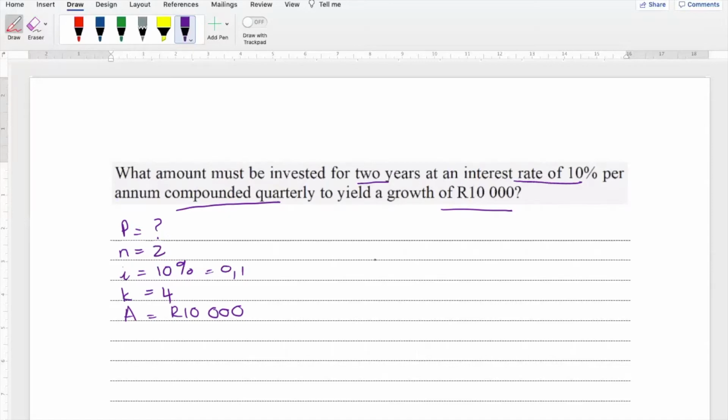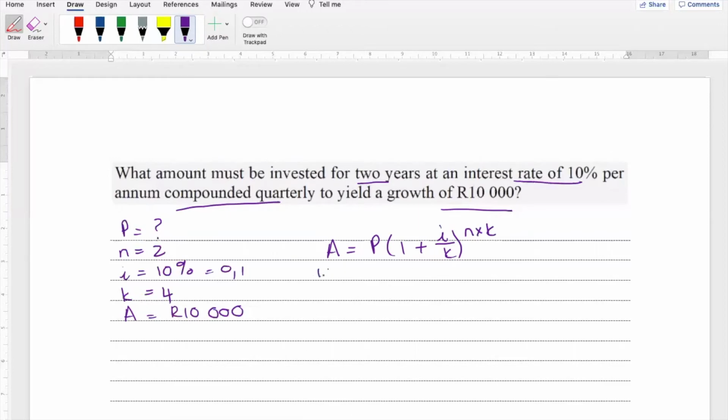So now that I know that I'm dealing with compound interest at a quarterly compounding period, I'm going to go ahead and write the regular formula that I know, which is A equals P(1 plus i over k) to the power of n times k. Now you'll notice if you're in my class that this is where we differ from the textbook.